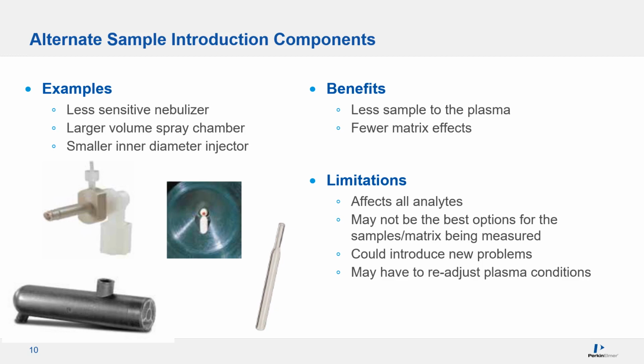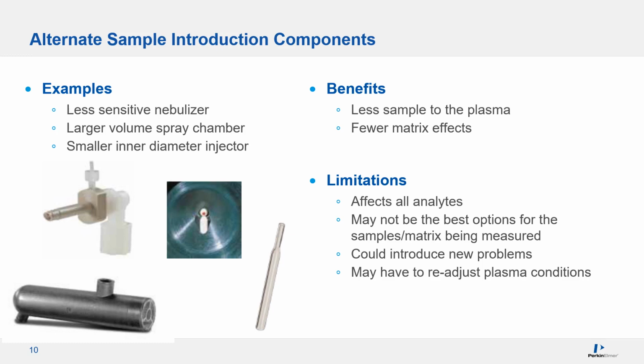And likewise with a narrow bore injector, we're putting actually less sample in the plasma. We're actually using a lower neb flow, so we're bringing less sample into the plasma. The benefit for all of these is we put less sample into the plasma, we reduce intensity. But in addition, we're also going to have fewer matrix effects, so we may be able to handle more complex samples. Unfortunately, like everything else, there are limitations.